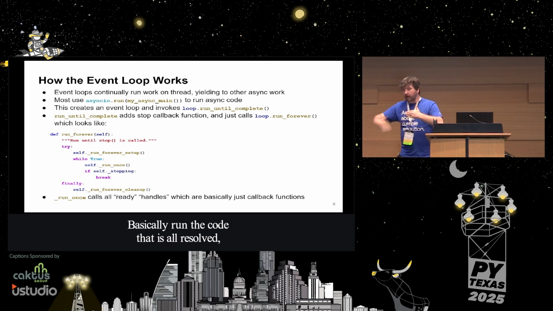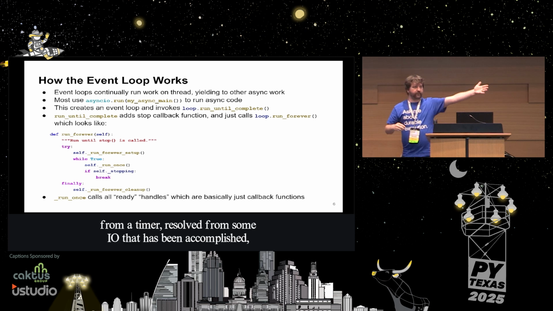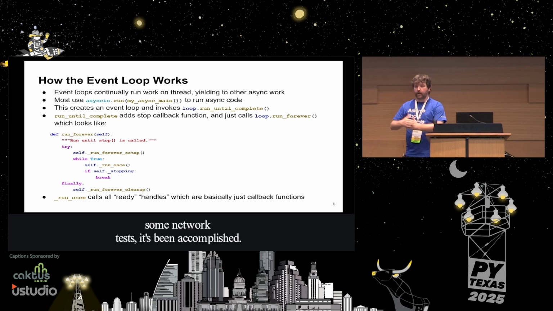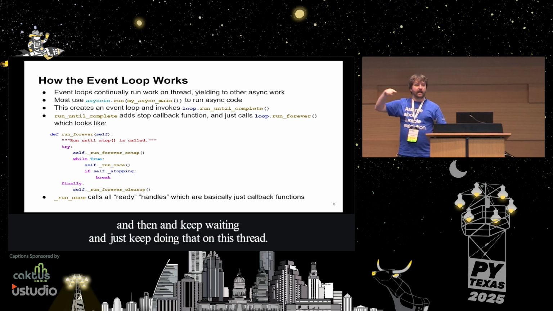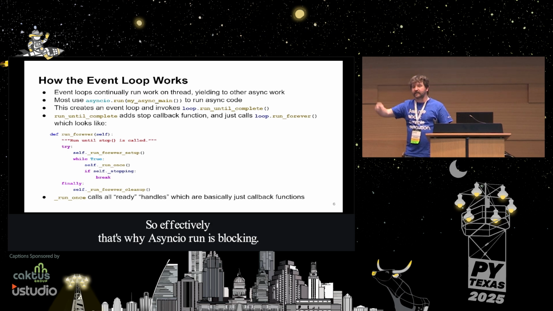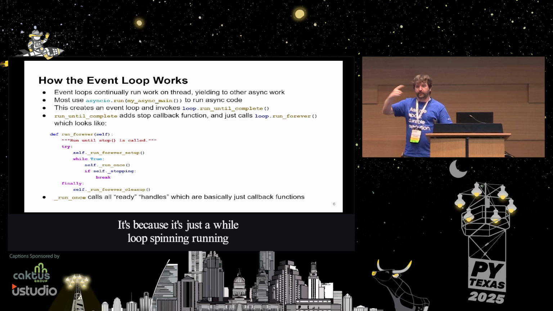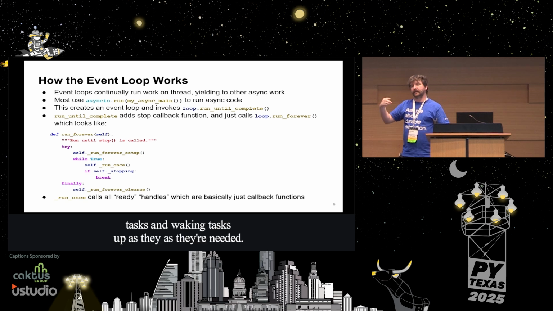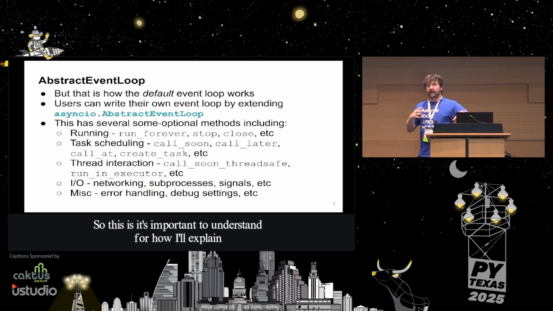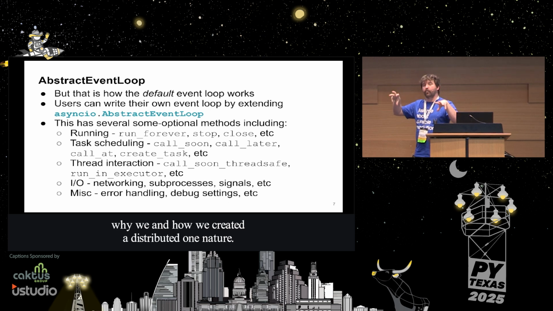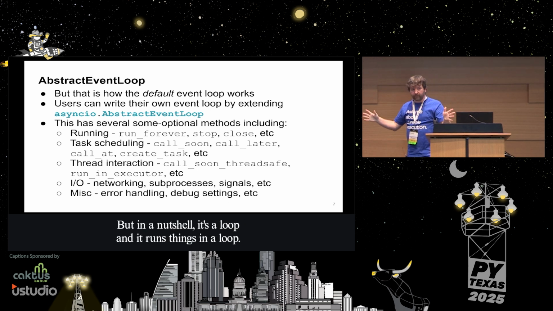A tick is basically: run the code that is all resolved, whether that's resolved from a timer, or resolved from some IO that has been accomplished, some network task that's been accomplished. It basically says, run everything that's resolved and keep waiting, and just keep doing that on this thread. Effectively, that's why asyncio.run is blocking, because it's just a while loop spinning, running tasks and waking tasks up as they're needed. It's important to understand for when I explain how we created a distributed one. But in a nutshell, it's a loop and it runs things in a loop.